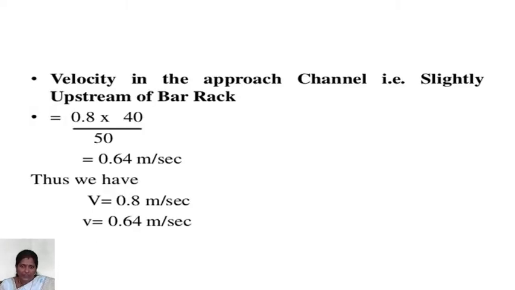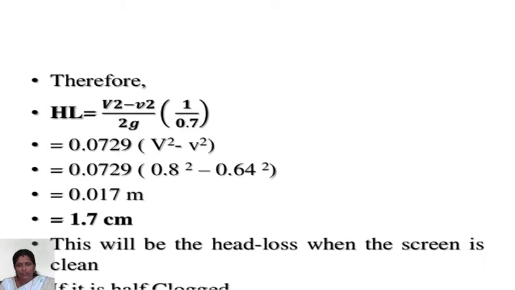Velocity in the approach channel, that is slightly upstream of the bar screen, equals 0.8 into 40 divided by 50. We are getting 0.64 meter per second. Then capital V is equal to 0.8 meter per second, small v equal to 0.64 meter per second. So two velocities are found. Then go for the head loss formula: head loss equals (capital V square minus small v square) divided by 2g into 1 by 0.7. Substituting the velocity values, you get a head loss of 1.7 centimeter.